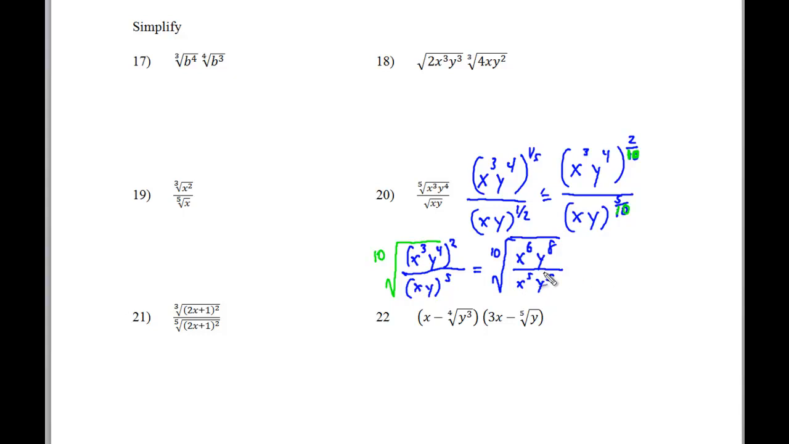And we start simplifying. 6 minus 5 is 1. So again, still in the 10th root here. 6 minus 5 is 1, so I have my 1x here. And 8 minus 5 is 3, y cubed. So this is my answer, because my x is not big enough to get itself out of this 10th root, and the y is not big enough to get itself out of its 10th root.